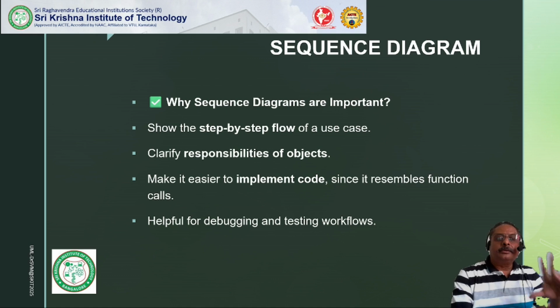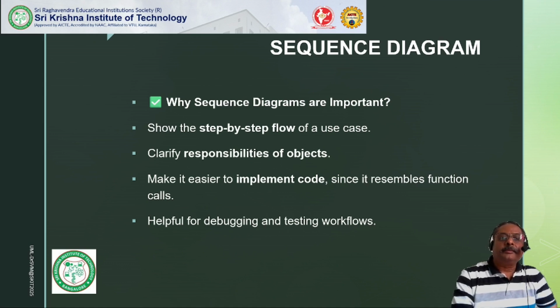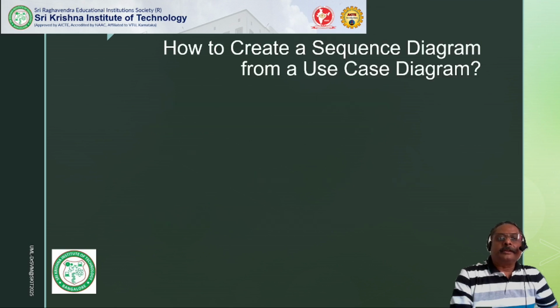Just looking at the whole situation on one sheet, one can very easily make out in what order who is communicating with whom, and if there is any mistake then we can easily correct it. Instead of looking at the implemented code and finding the mistakes there, it is better to debug and test the workflows at the sequence diagram itself.